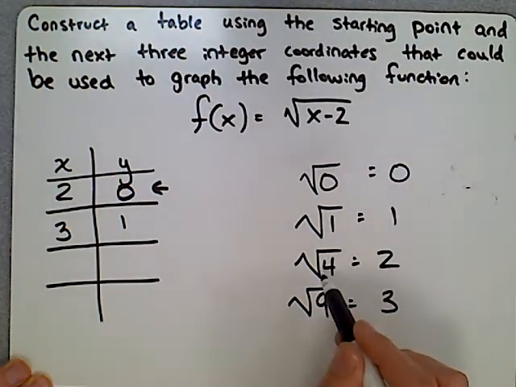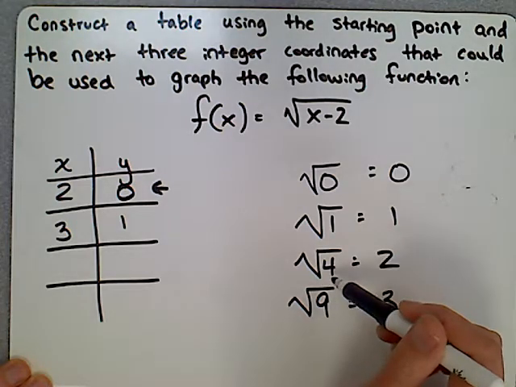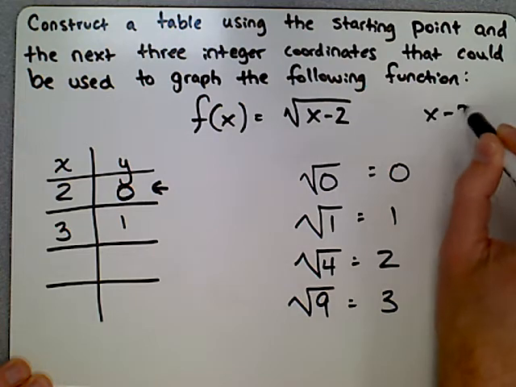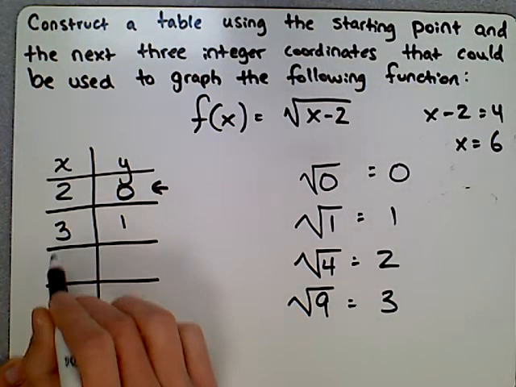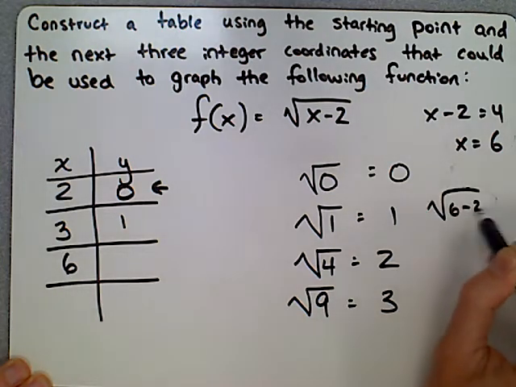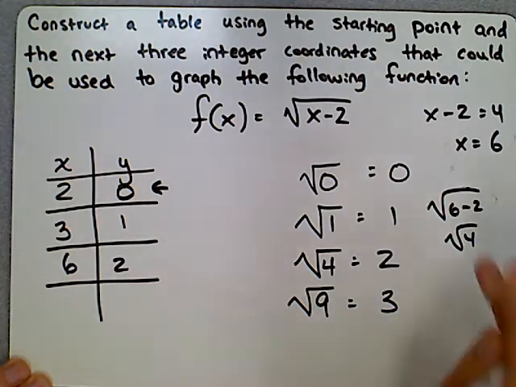And to get to 2, we need to first get the area under the radical equal to 4. For that to be the case, we're going to need to have x being 6, because x minus 2 equal to 4 makes x equal to positive 6. So here's the positive 6. 6 minus 2 equals 4, and the square root of 4 is 2.